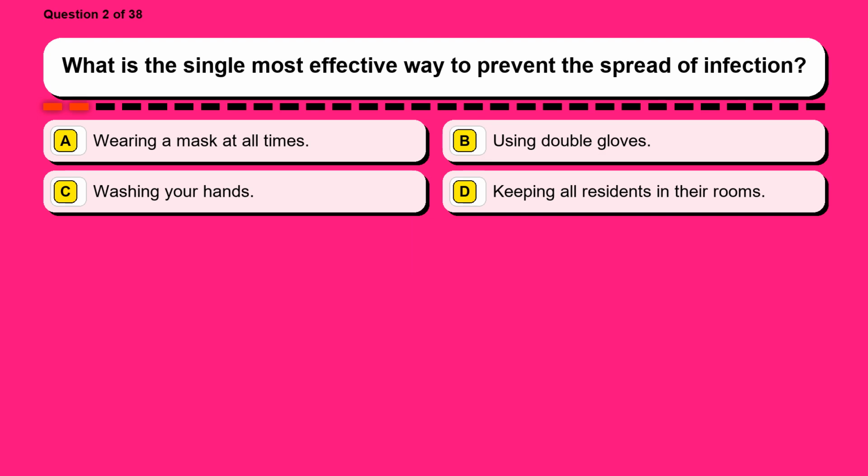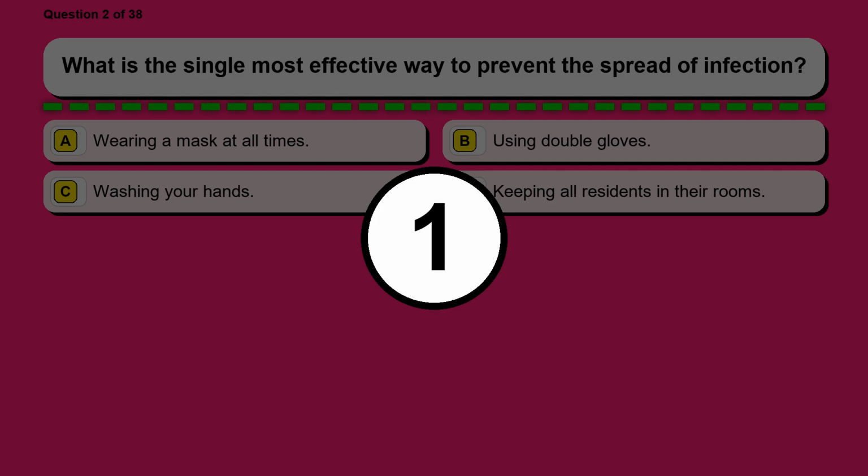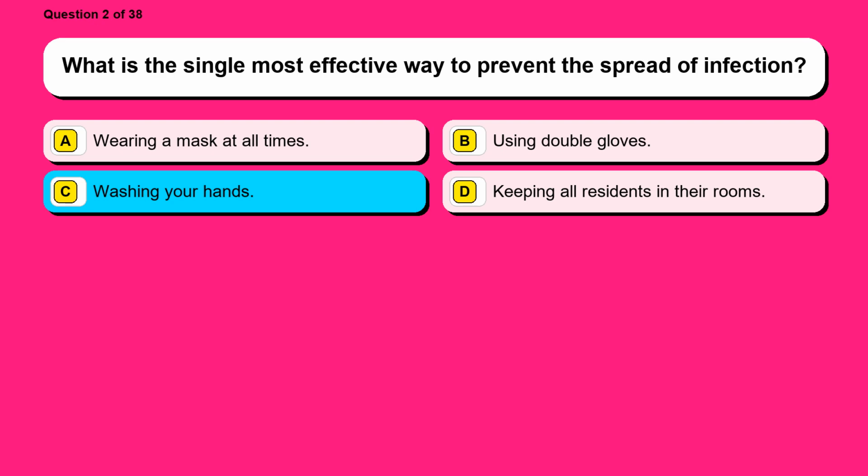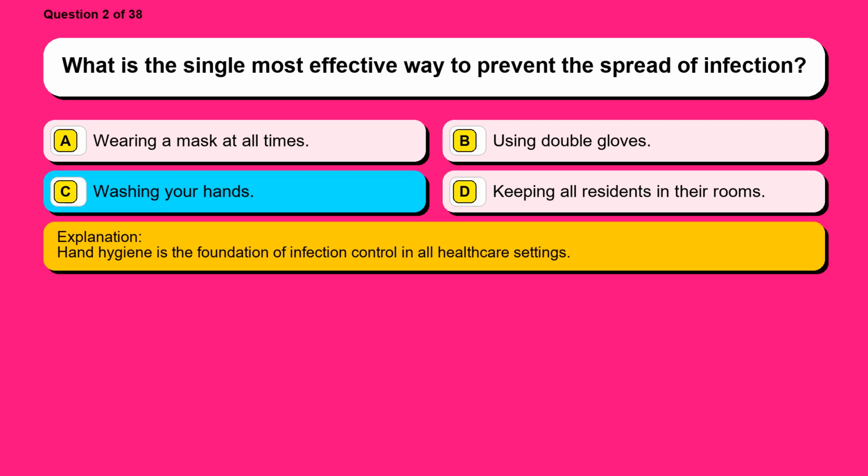Question 2. What is the single most effective way to prevent the spread of infection? Option A. Wearing a mask at all times. Option B. Using double gloves. Option C. Washing your hands. Option D. Keeping all residents in their rooms. The correct answer is option C. Washing your hands. Hand hygiene is the foundation of infection control in all healthcare settings.